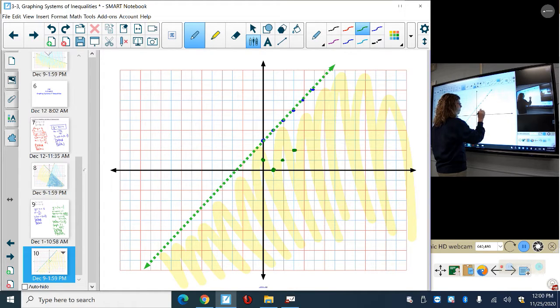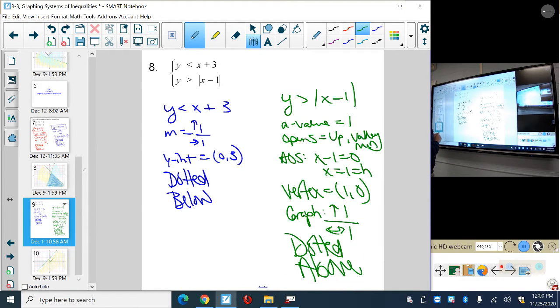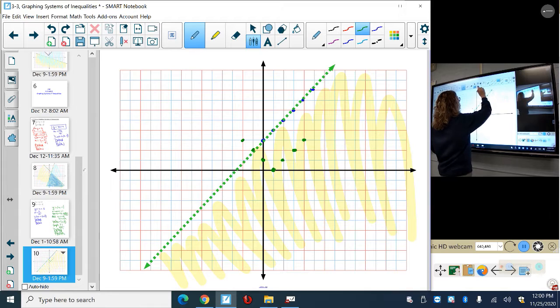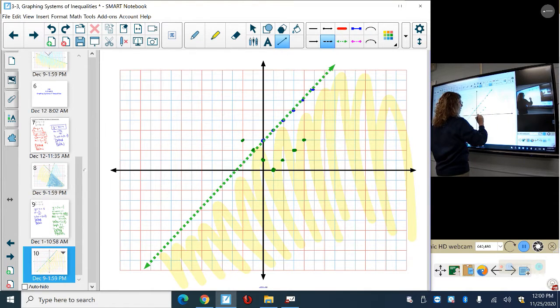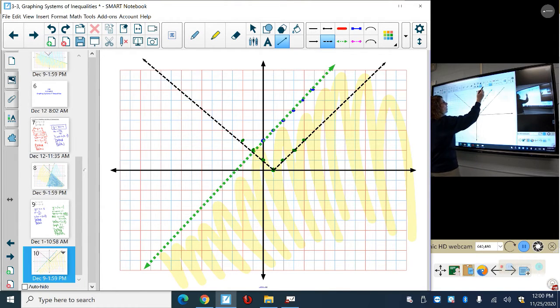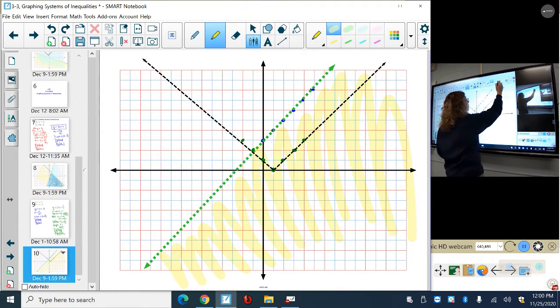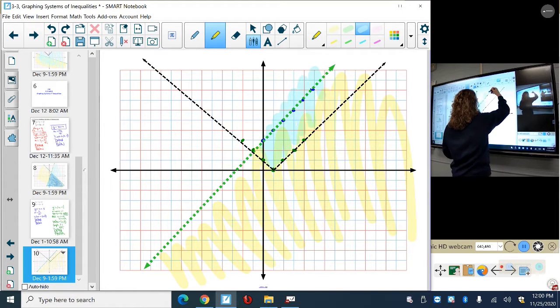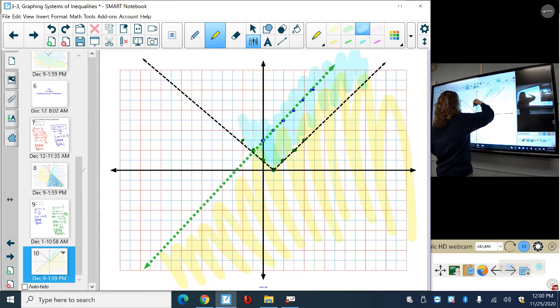Up 1, left and right. Up 1, left and right. And we said that that was going to be a dotted line and I'm shading above it. So I'm going to connect these with a dotted line, and I'm shading above that. So above the point means I'm going to shade on the inside of it.